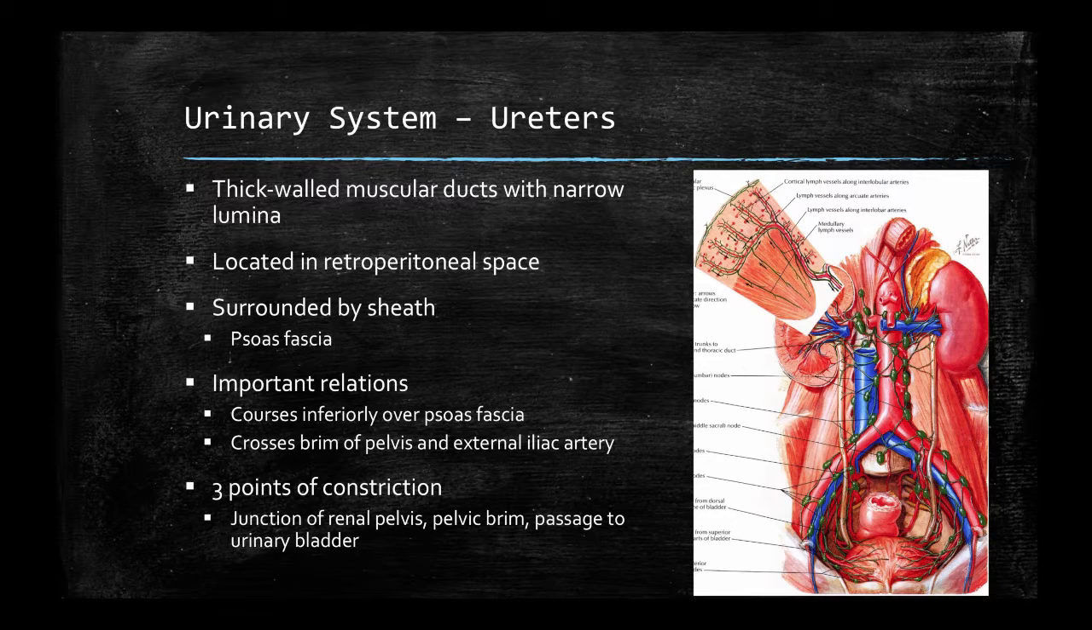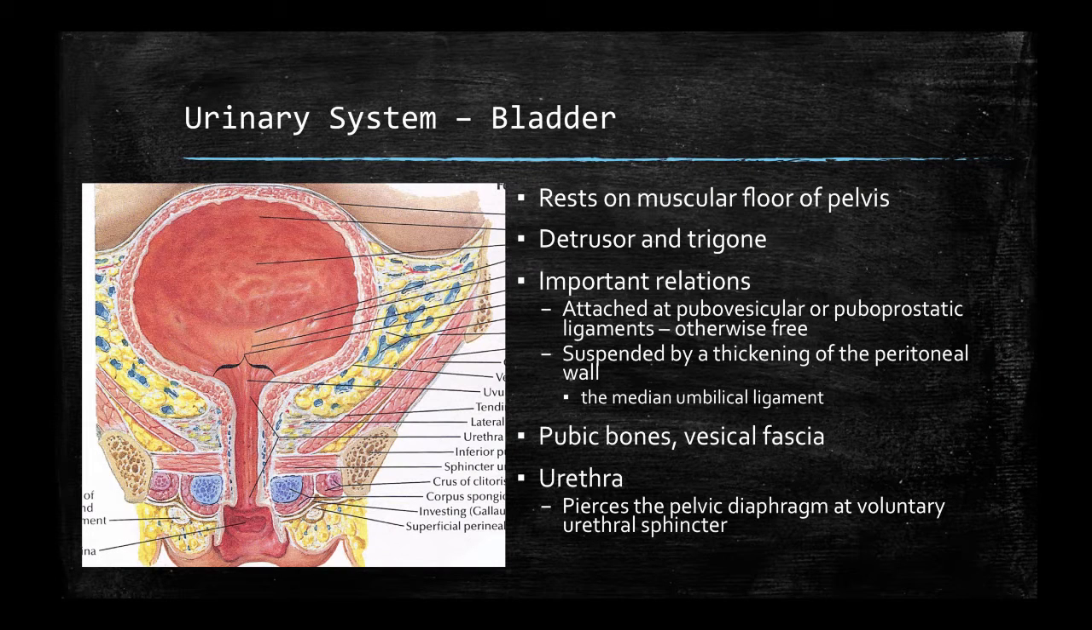It's also a retroperitoneal structure, and it's surrounded by a sheath, actually the psoas fascia, and it also courses inferiorly over this fascia, and the ureters cross the brim of the pelvis and the external iliac artery. So there are 3 points of possible constriction: at the junction of the renal pelvis, at the pelvic brim, and as it passes to the urinary bladder. And again, psoas contracture or spasm in this area may affect the fascia, which can then adversely affect the ureteral function.